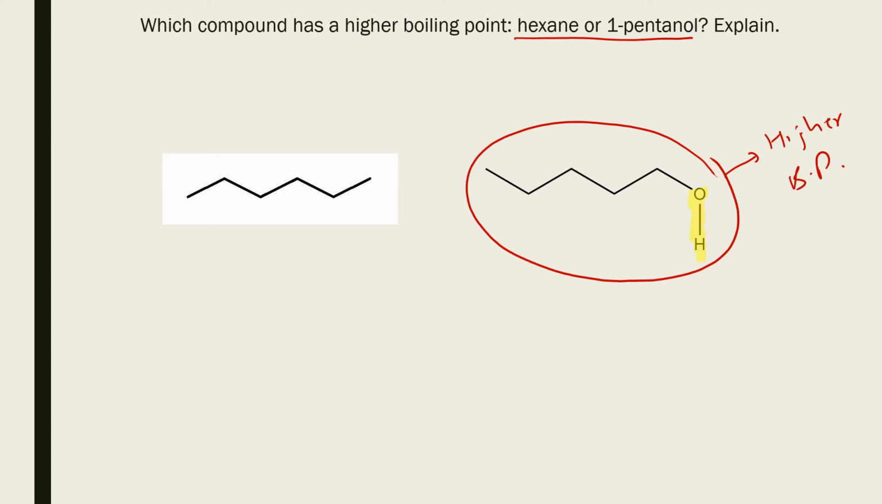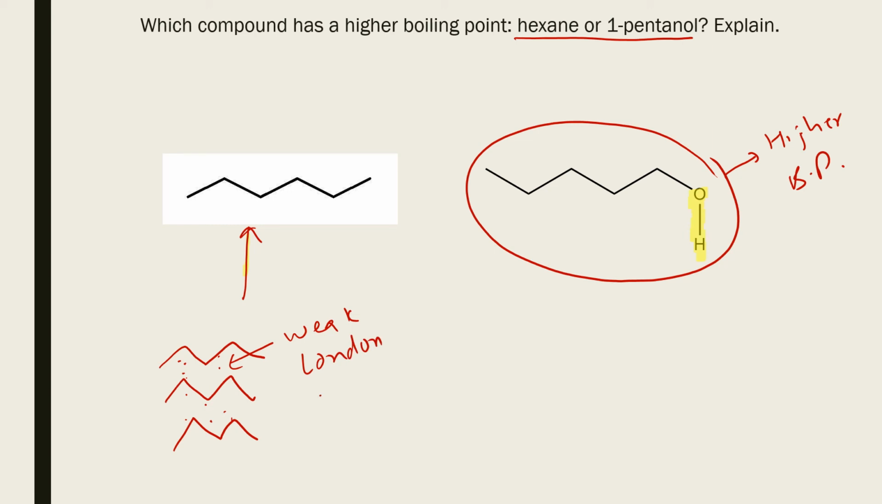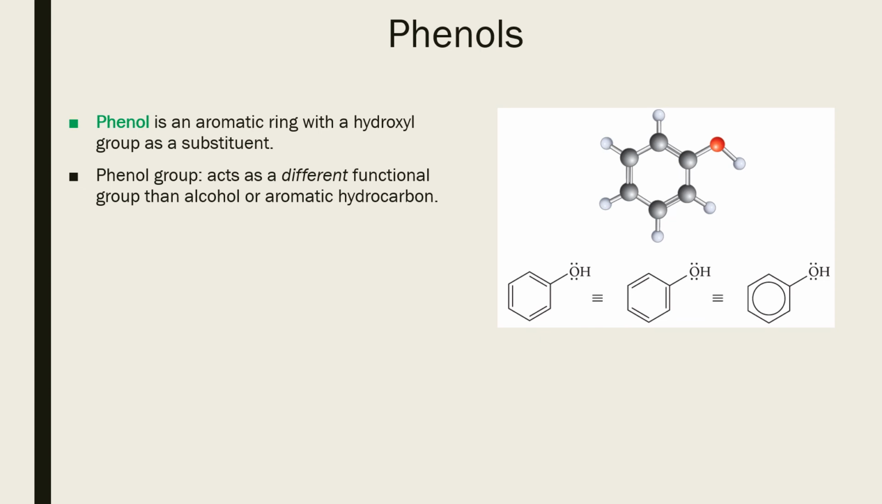No such hydrogen bonds are present in hexane, so therefore boiling of hexane is easy because various hexane molecules are held together by weak London dispersion forces, and these weak London dispersion forces need very little energy to break, and hence boiling of hexane is easier as compared to 1-pentanol.